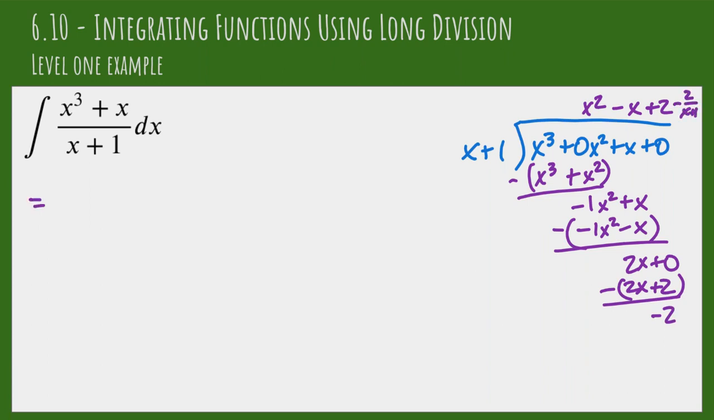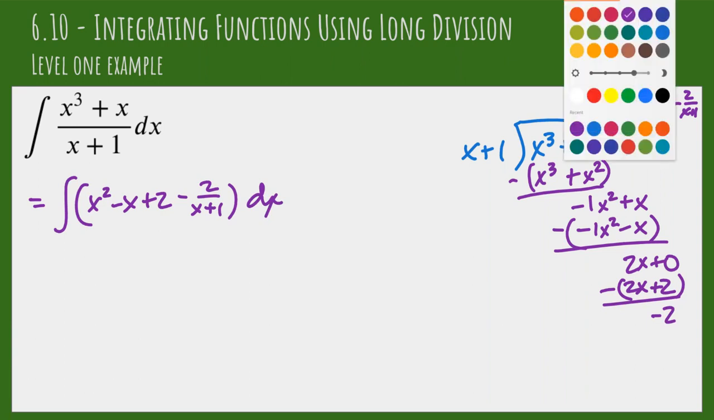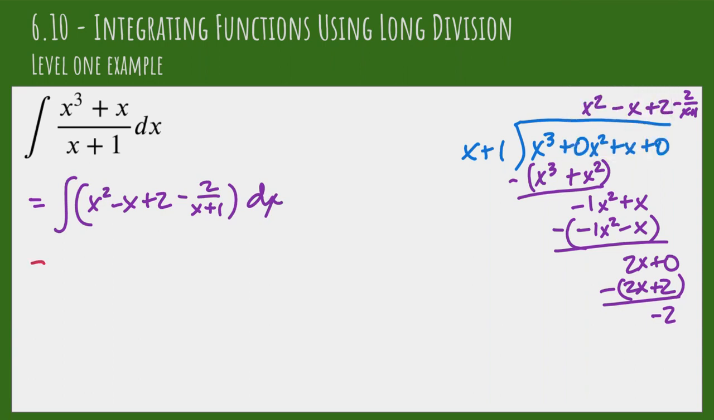So this expression here is going to be x squared minus x plus 2 minus 2 over x plus 1, parentheses around multiple terms, dx. Antiderivative term by term, x cubed over 3 minus x squared over 2 plus 2x minus 2 natural log of the absolute value of x plus 1.